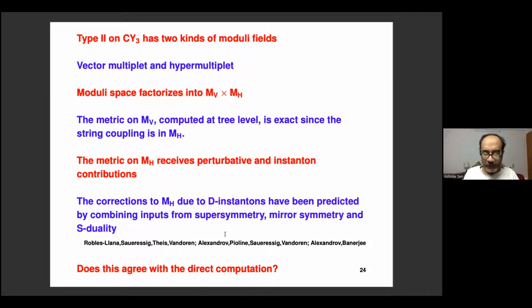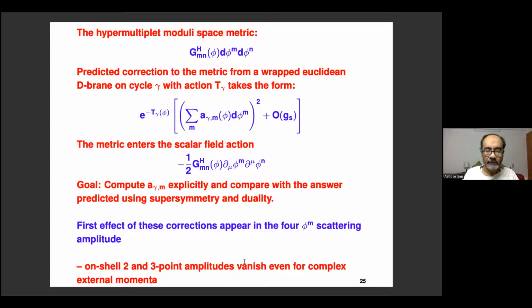And now the question that you want to address is, does this agree with the direct computation? For this, let me say a few words about the hypermultiplet moduli space metric. This is a general form that I've written. At tree level and loop order, you have some known form of the hypermultiplet moduli space metric. And then there is the correction from a wrapped Euclidean D-brane on a cycle gamma.